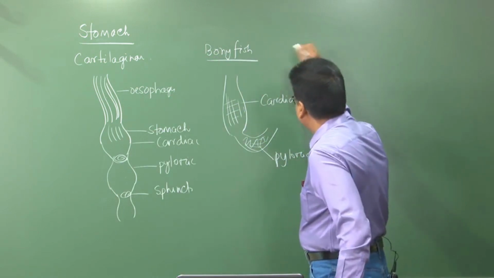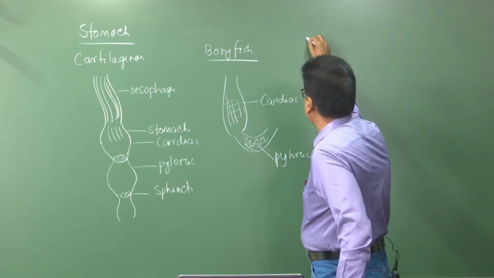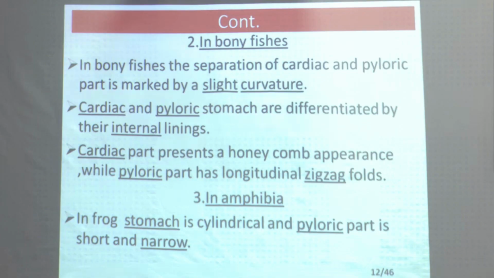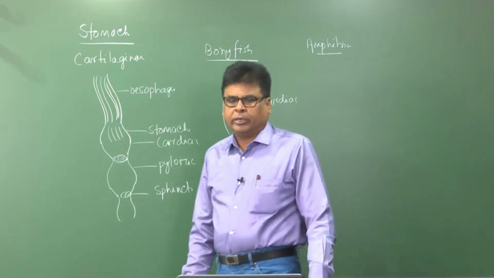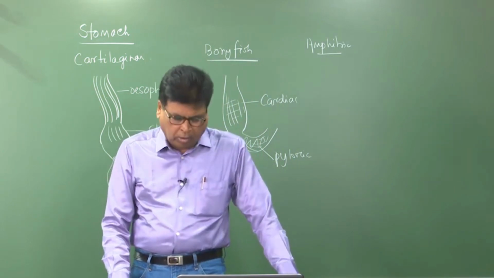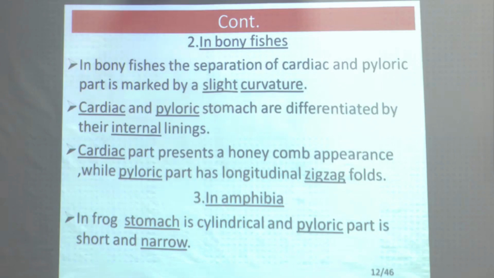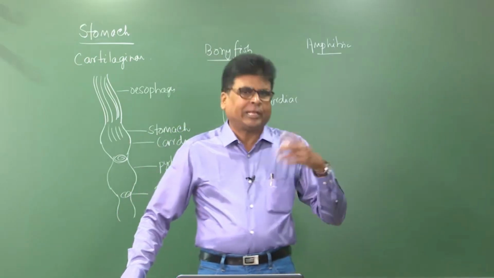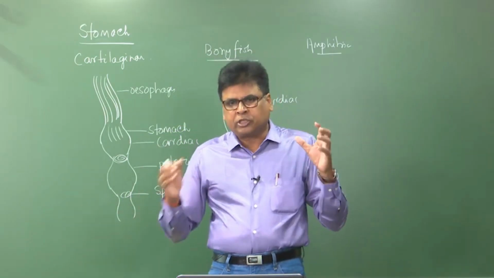Now come to the next vertebrate or next tetrapod, that is the amphibian. So now we shall discuss the stomach of the amphibia. Okay. So in case of amphibia, I am taking the example of frog. In frog, the stomach is cylindrical, and the pyloric part is short and narrow in comparison to the what? In comparison to the cardiac part, because we know the stomach is divisible into two parts.